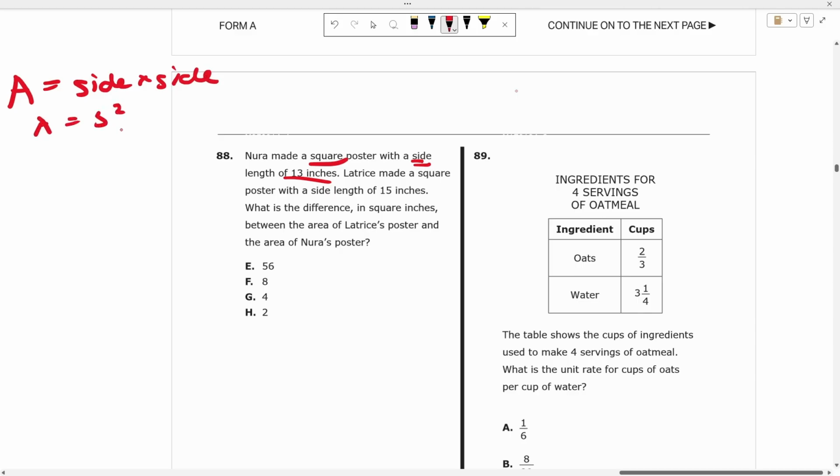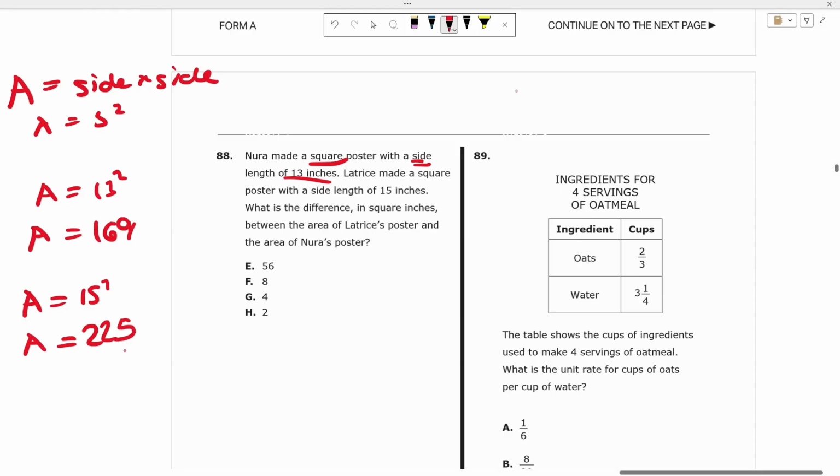So we know that when it comes to Nura's poster, her area is going to be 13 squared, or her area is going to equal 169. When it comes to Latrice's poster, her area is going to equal 15 squared, or her area is going to equal 225. Now, the difference between the area of their posters in square inches is going to be 225 minus 169, which is going to be 56.